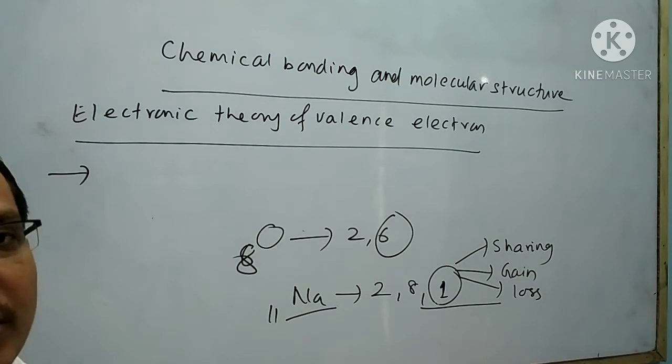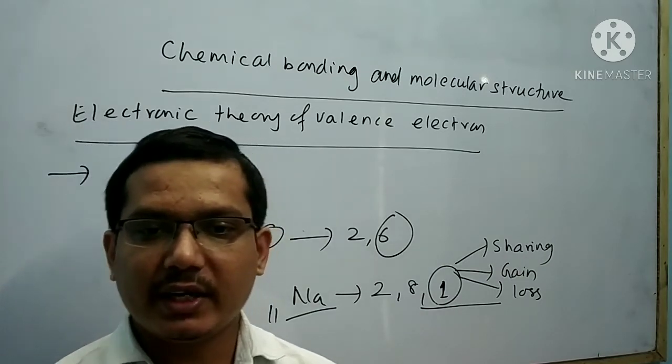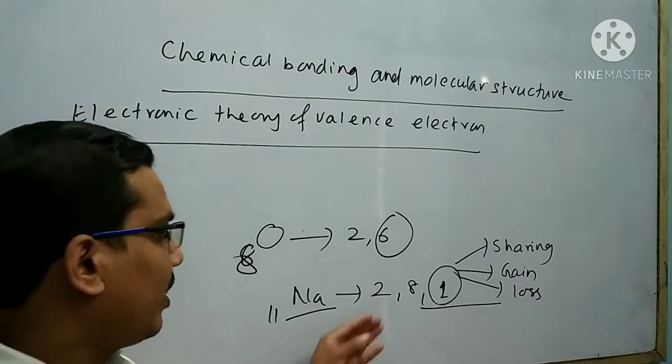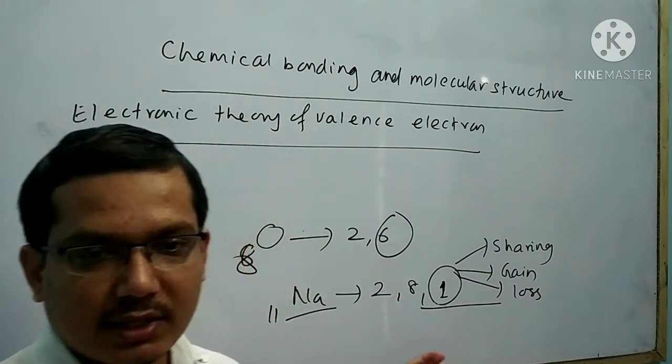Next point, the number of electron which an atom loses or gain or mutually share to attain noble gas configuration is called its valency.